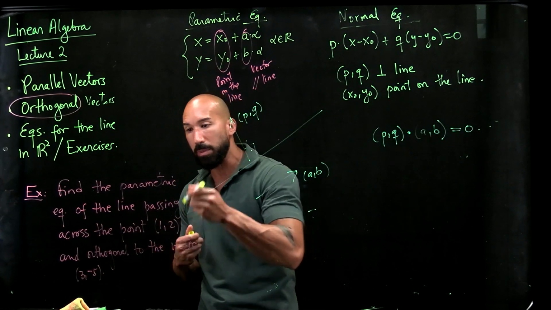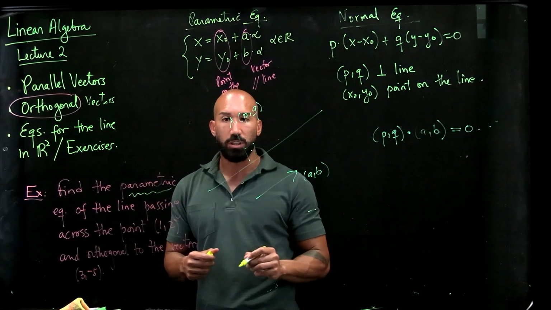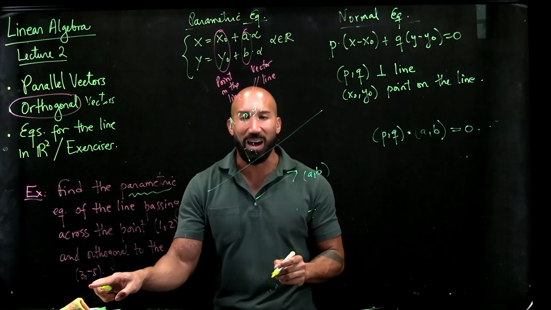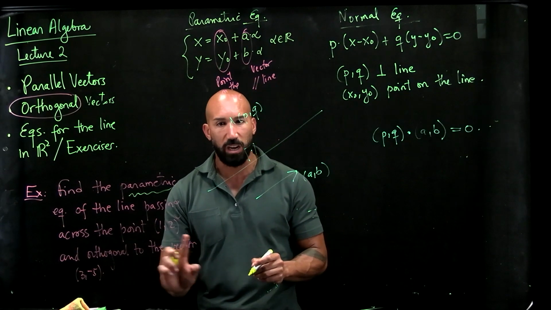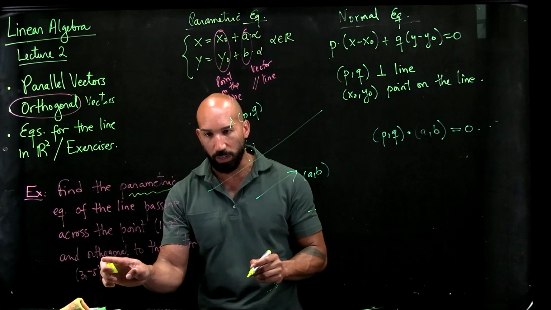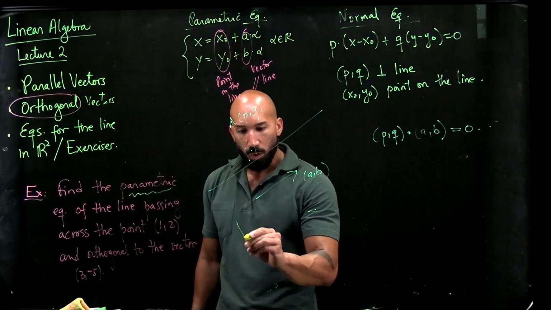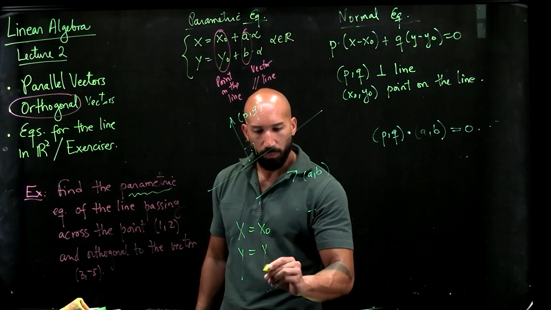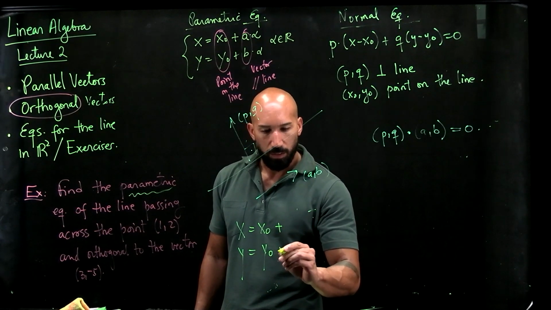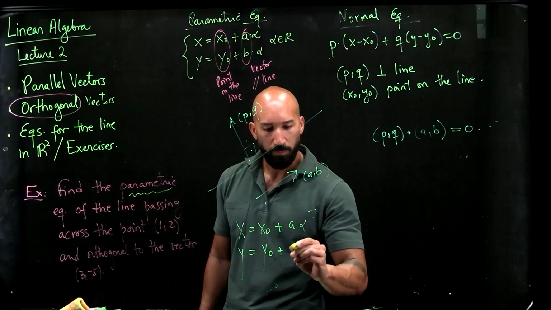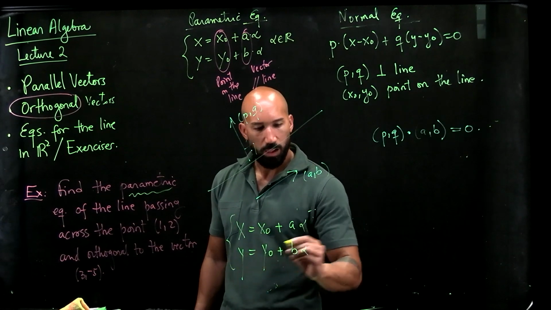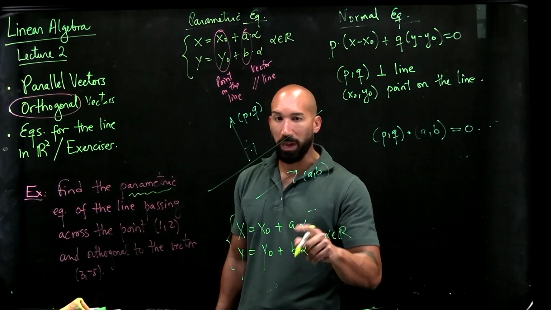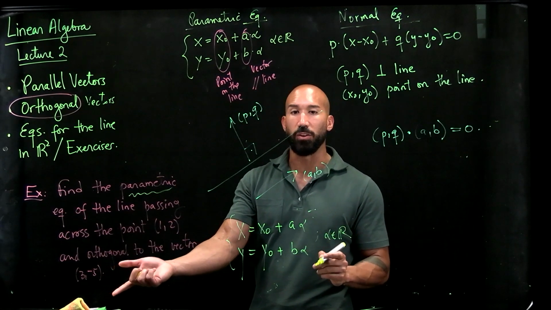Because to get the parametric equation, what you need is a point, which you have, and a parallel vector. And the vector that you have now is not parallel to the line, it's orthogonal to the line. And that's the problem. So what we need to get this equation is a point and a vector that is parallel. You don't have that. What you have is a vector that is orthogonal.